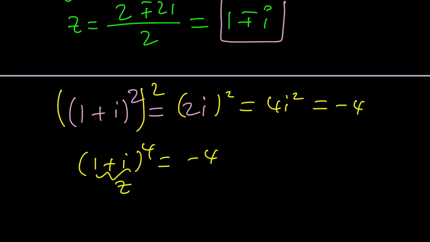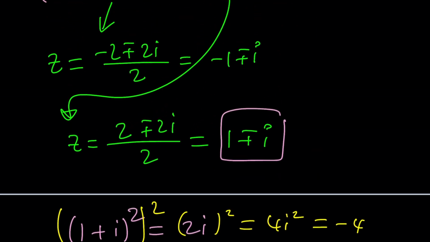Of course, 1 minus i also works because it squares to negative 2i, but its square is going to be negative 4 again. And what about the other ones? Those are negations, so they'll work as well. You see the whole idea?